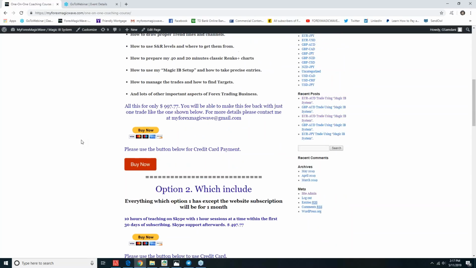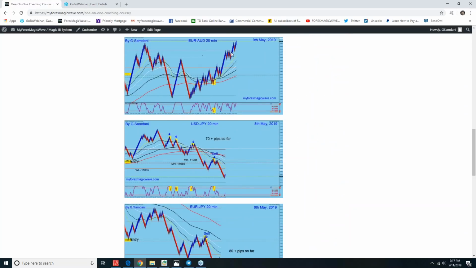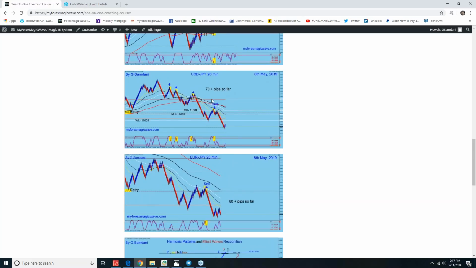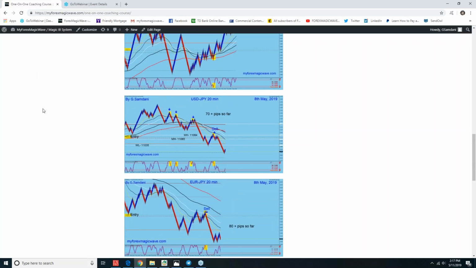So basically this is how it is. Let me just show you a couple of trades from last week. On May 9th, this Euro Aussie, and on May 8th, I closed 70 pips on USD yen and Euro yen, and a lot of yen pairs went down, basically all of them. And I made a video 3 days ago, so it shows everything there. Let me quickly show you what the whole system is, how it works, and what you're going to be learning. Just part of it, just scratching the surface.